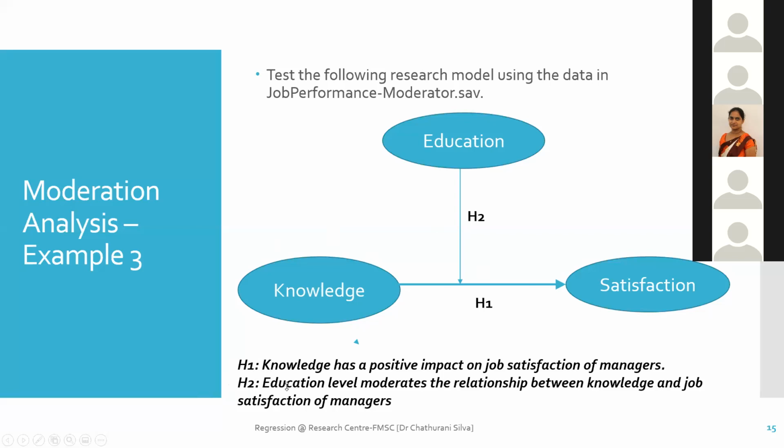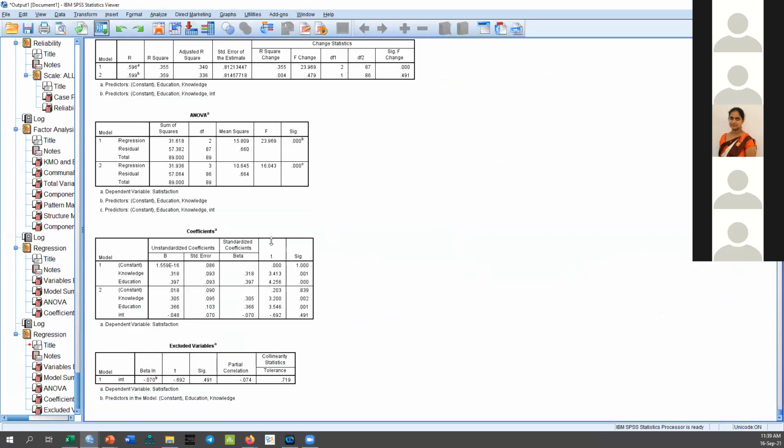Here, to check this effect, you are actually checking the third coefficient, right? The interaction effect. Dr. Chaturani. Yes, sir. Now, can we take education as another independent variable? No, we can change the conceptual model.